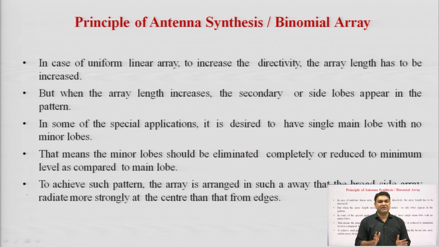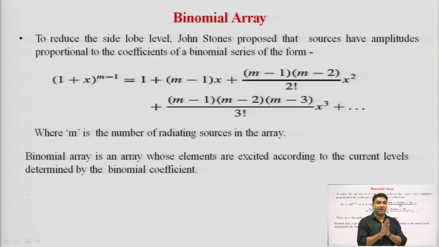In some special applications, it is desired to have a single main lobe without any minor lobes. This is the requirement for the binomial array, and that means the minor lobes should be eliminated completely or reduced to a minimum level compared to the main lobe. To achieve such a pattern, the array is arranged in such a way that the broadside array radiates more strongly in the center than from the edges, and the resultant radiation pattern has only one single major lobe. All the minor lobes, side lobes and back lobes have been eliminated from the radiation pattern.